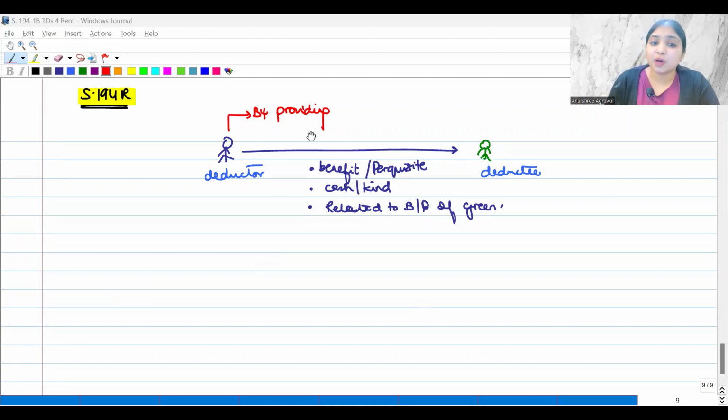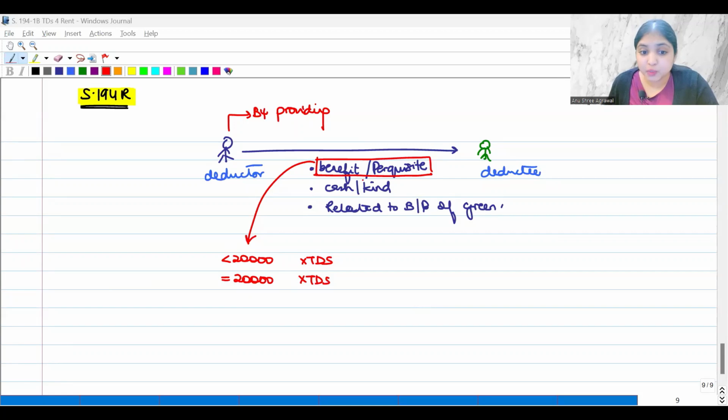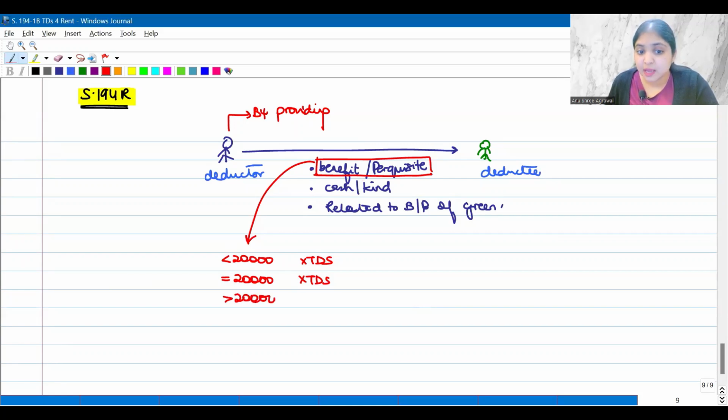Now listen, at what rate will he deduct tax at source and what are the limits? See, we will have to see what is the value of this benefit or this perquisite. We'll have to find the value. If the value happens to be less than 20,000 rupees, then there is no TDS. If the value happens to be equal to 20,000 rupees, then also there is no TDS. Only if the value of this benefit or perquisite is more than 20,000 rupees, only then we will have TDS at what rate? TDS at the rate of 10%.